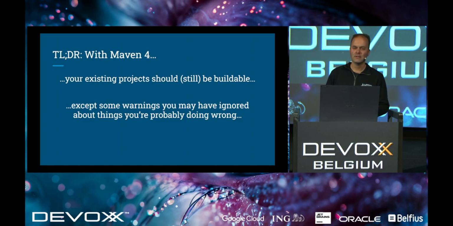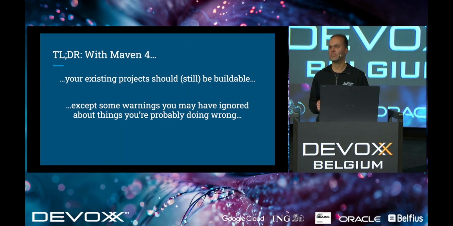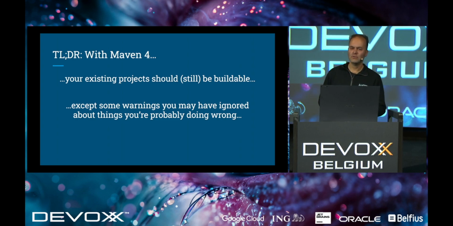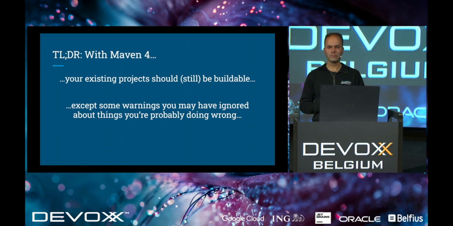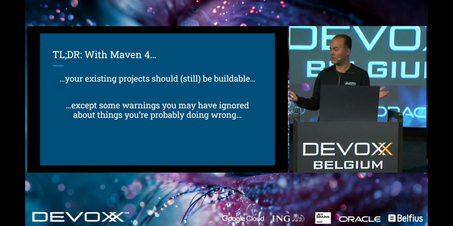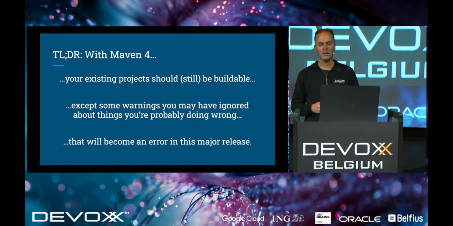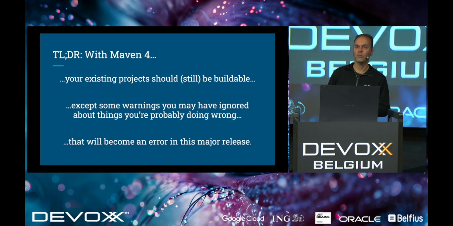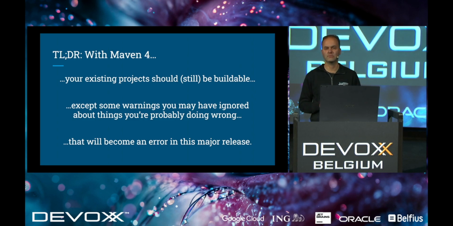Second thing is, it will continue to build, except you will probably see a few more warnings. Warnings about things that you are probably already doing wrong, but you have been ignoring so far. Because you either didn't know, or you did know but chose to ignore, which is valid. It's a free country, it works, you can do that. But we're going to be more explicit. This is probably not what you want. This is probably a potential problem. And some of these things will turn into errors in the next major release.